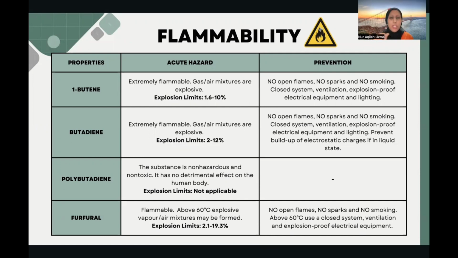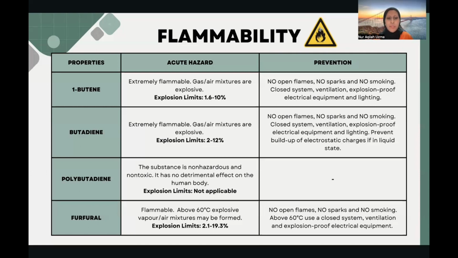Next, we have butadiene. It is also extremely flammable. Gas or air mixtures are explosive. It also has explosive limits between 2 to 20%, which is slightly higher than 1-butene. It must also have no open flames, no sparks, no smoking, and it must be in a closed system with ventilation, explosion-proof electrical equipment, and lighting. Prevent build-up of electrostatic charges if it is in a liquid state.